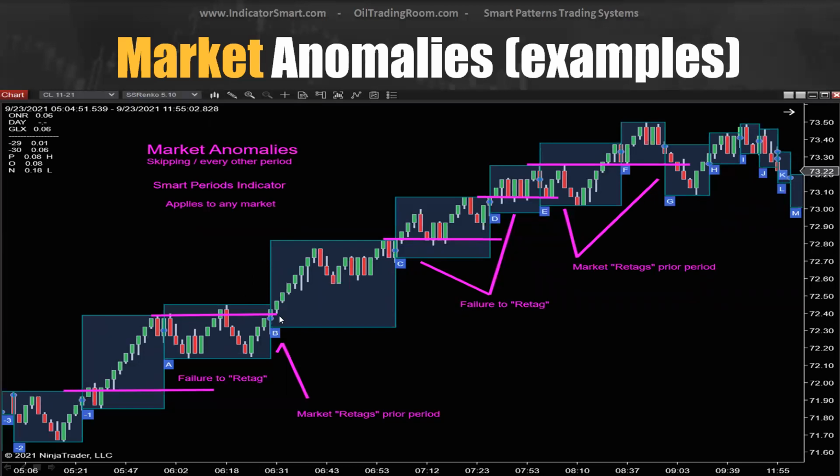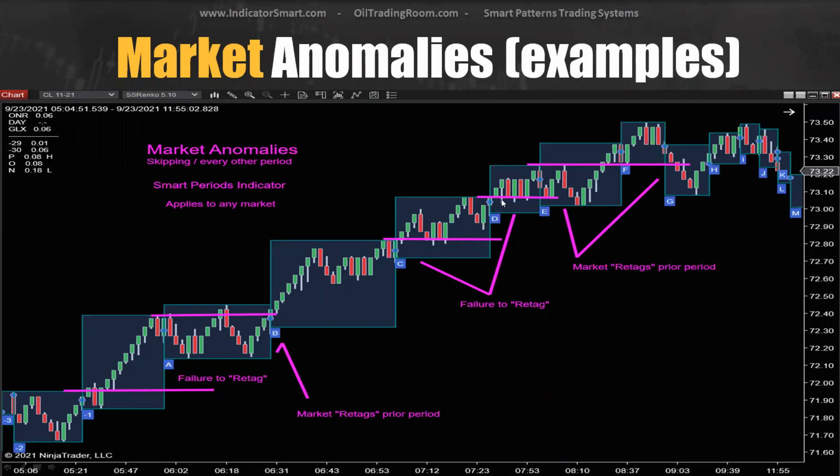Failure to retag. B retagged in the beginning of the period, and then traded away. And I have failure to retag here. And then this goes higher and trades higher here, and it doesn't touch the D, doesn't touch the B. And so failure to retag there. This was a couple days ago, actually on the 23rd, that I built this webinar.